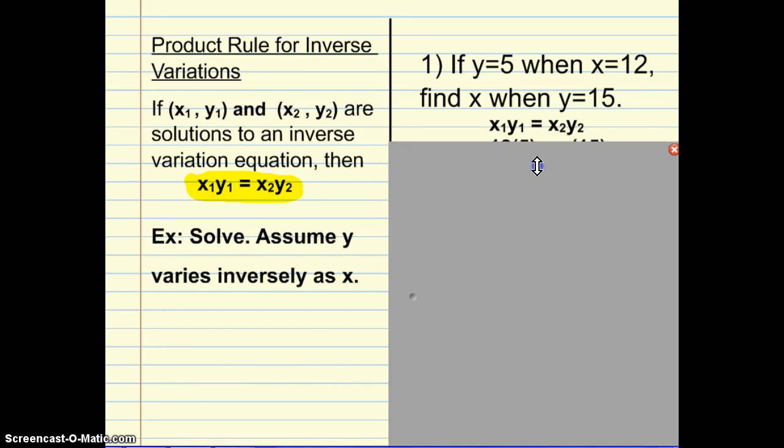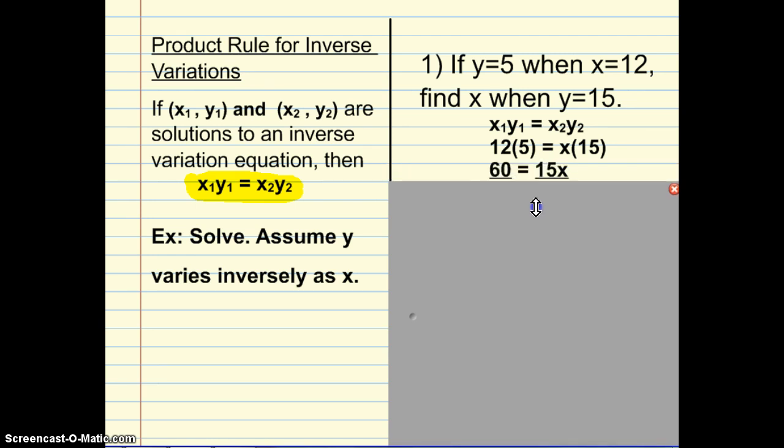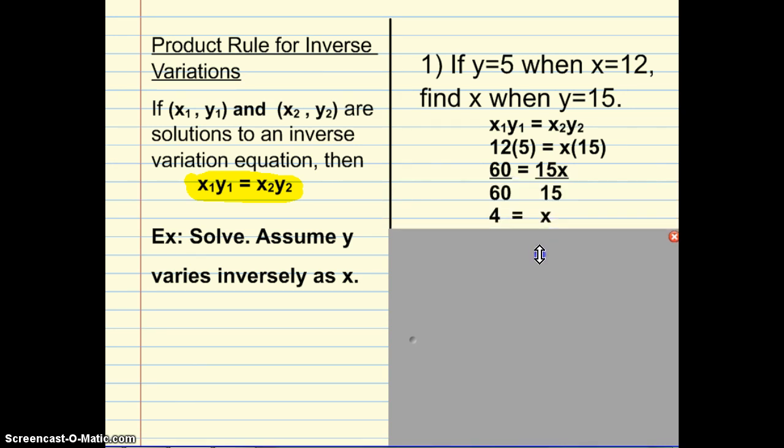Well, we're going to take our product rule, x1, y1 equals x2, y2. We're going to plug in what we know, and we're going to solve that down. So 12 times 5, 60, 15x, divide both sides by 15, and we discover that x is 4.